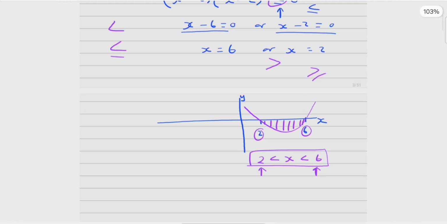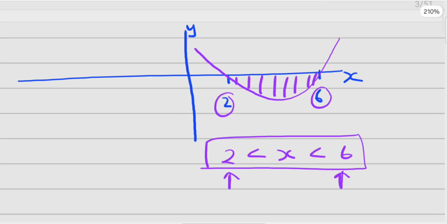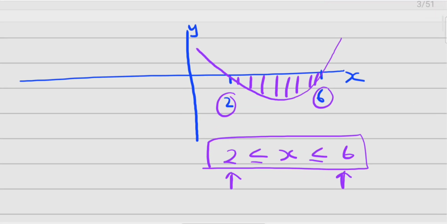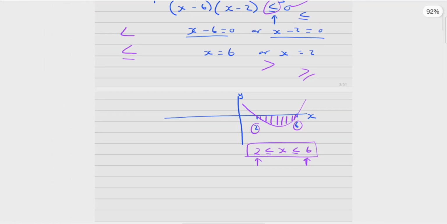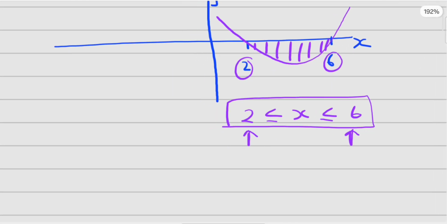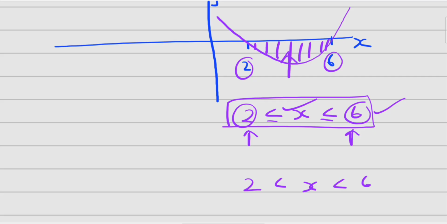Because there is less than or equal to, we can also put less than or equal to there. Basically this is what we are saying. So if you're given less than, it will be 2 less than x less than 6. And for this one, we have less than or equal to, so we put it like this. But basically what we're saying is we're going from 2 to 6. That's why we have this region.